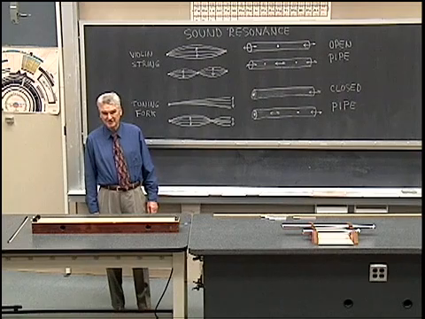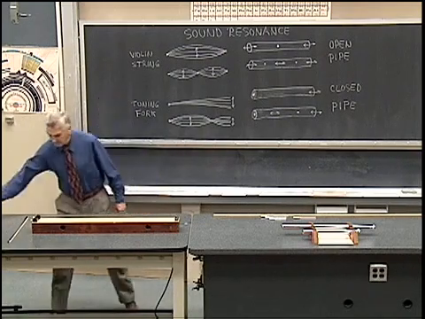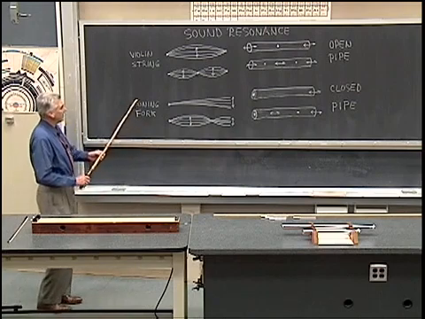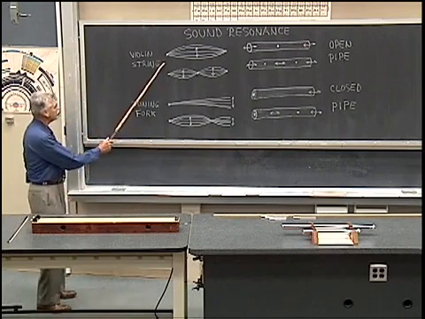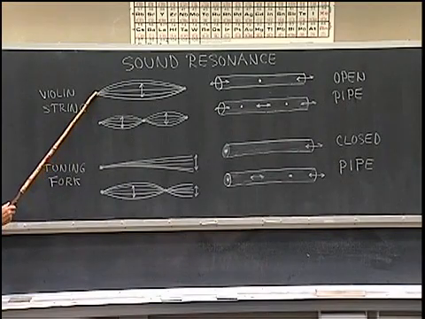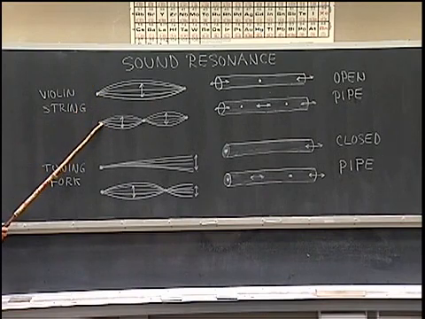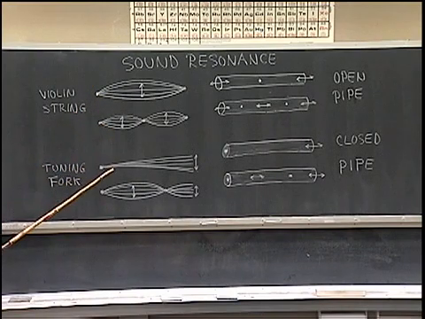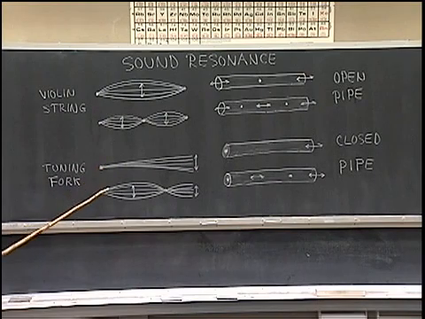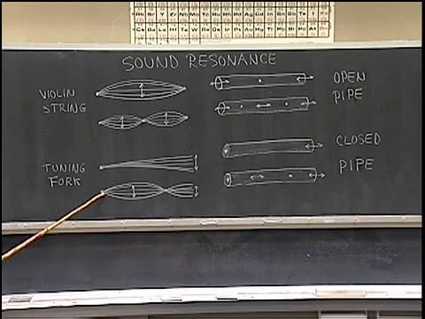Hello, I'd like to discuss and demonstrate sound resonance. Here I have drawn a number of different musical instruments. This represents a violin string. Here the violin string is vibrating with a higher harmonic. This represents the prong of a tuning fork and a higher harmonic vibration for the tuning fork.